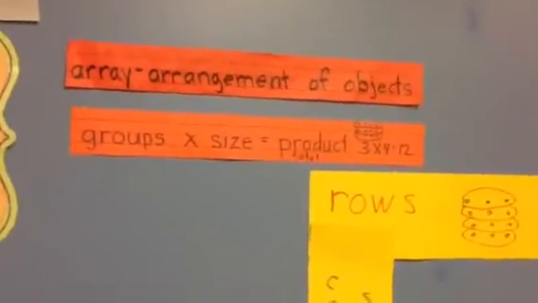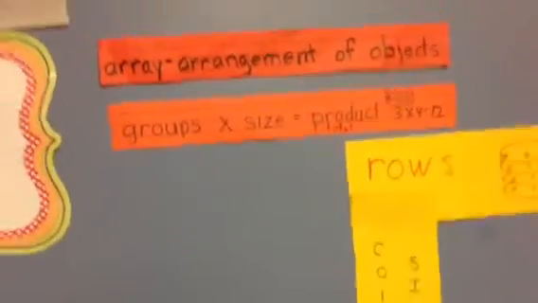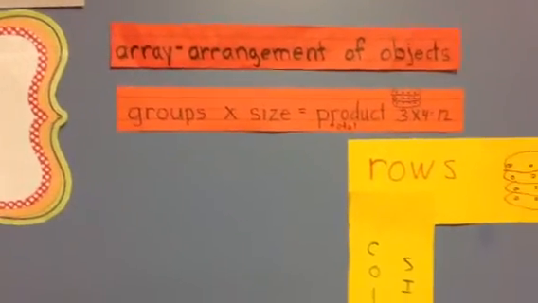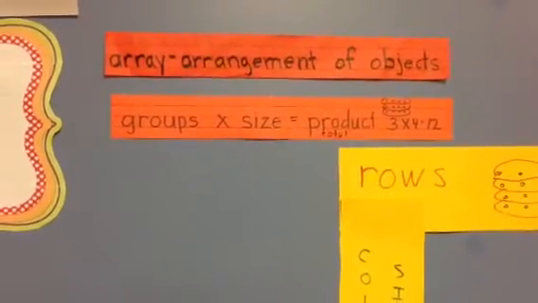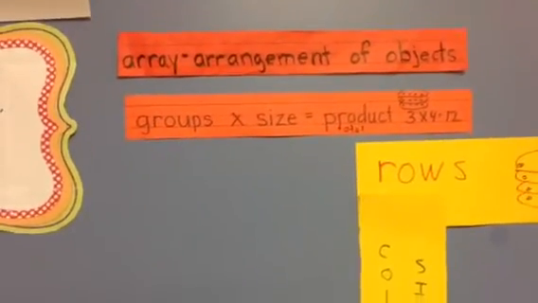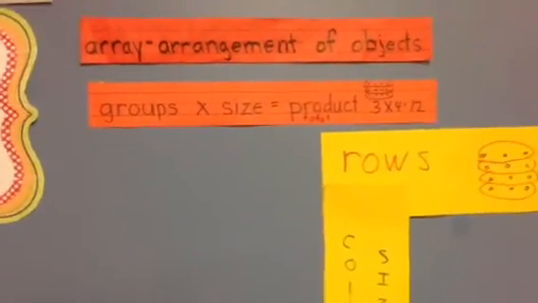I also have definitions. What is an array? It's an arrangement of objects. So again, if they have an assignment that says they need to make an array and they can't remember what the word array means, they've got a resource to go to. Same thing if it's groups and size. As we're learning multiplication, they're often having trouble remembering what's groups or size.